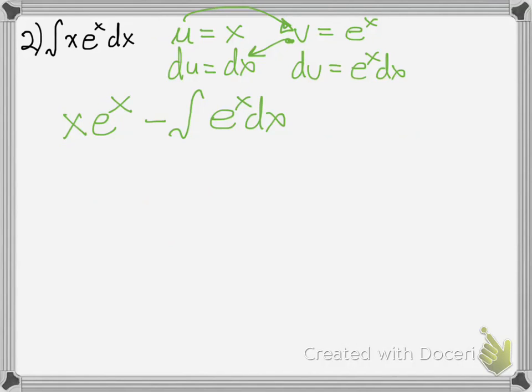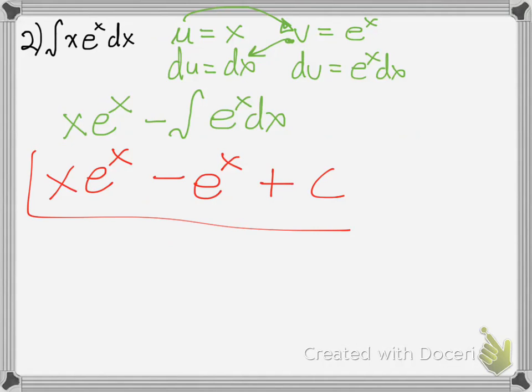Then we're going to keep going, and pretty much you know the derivative of e to the x is e to the x, or the antiderivative. So you would still just get this, and then plus c, and that's pretty much that.